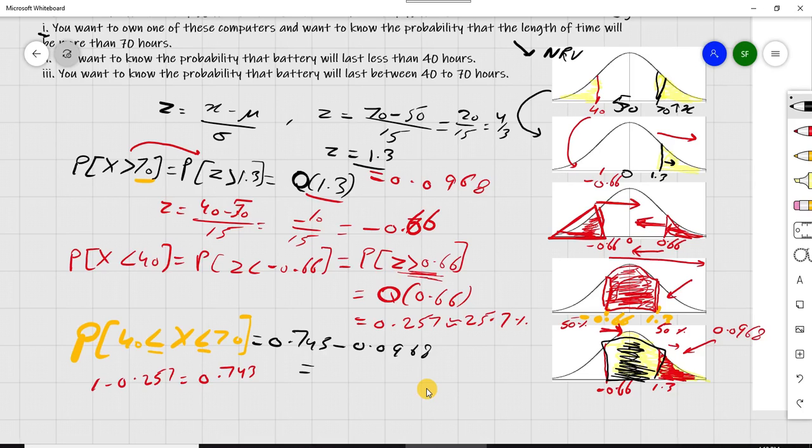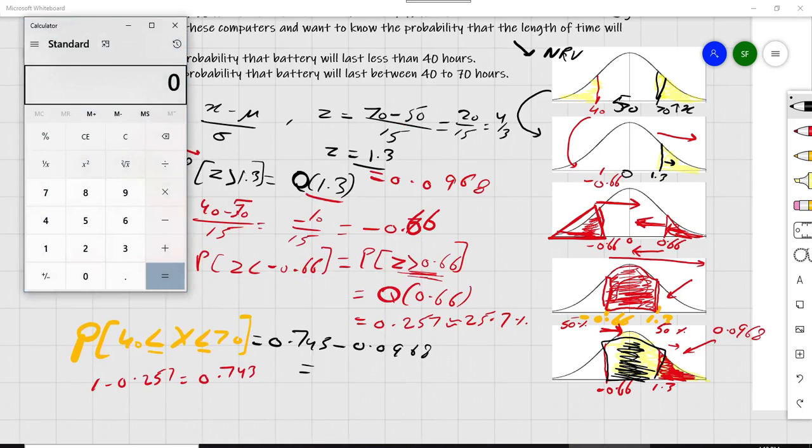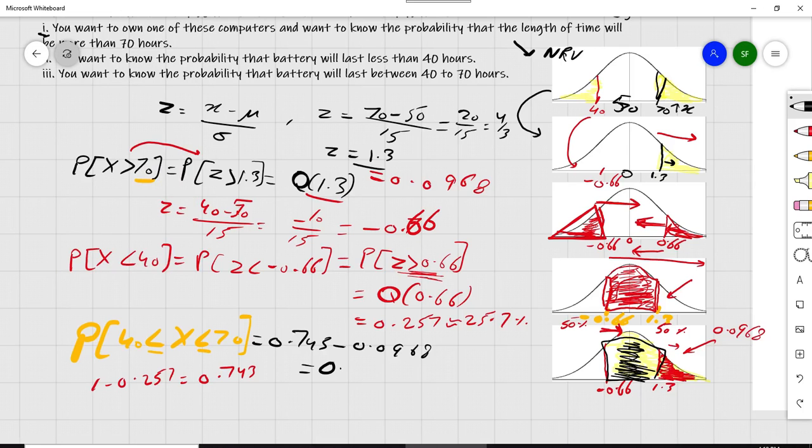By using this calculator, I'm sure you can find this probability rather easily. So let's just find it out. 0.743 minus 0.0968, and the answer comes out to be 0.642, or roughly you can say there is a 64.2% chance that the battery will last between 40 and 70 hours.